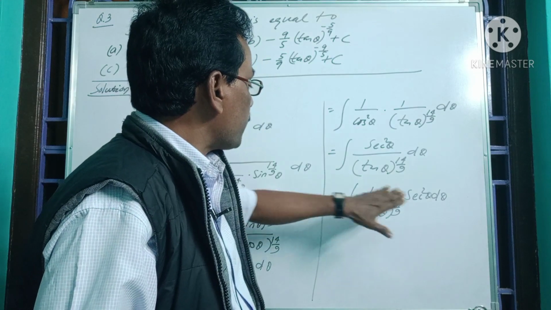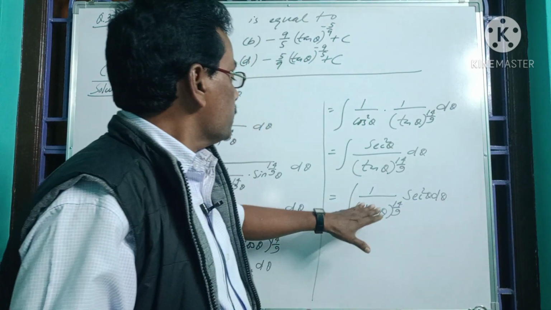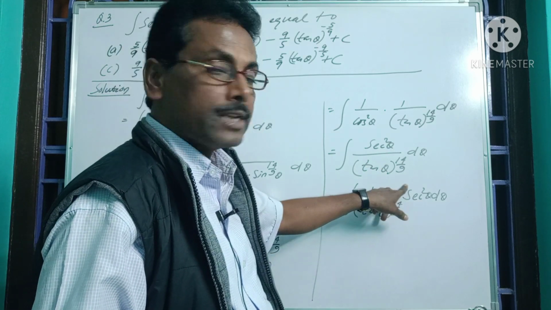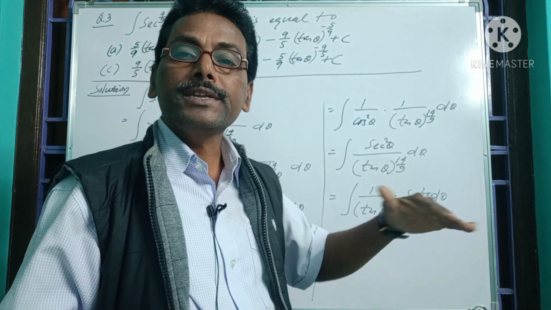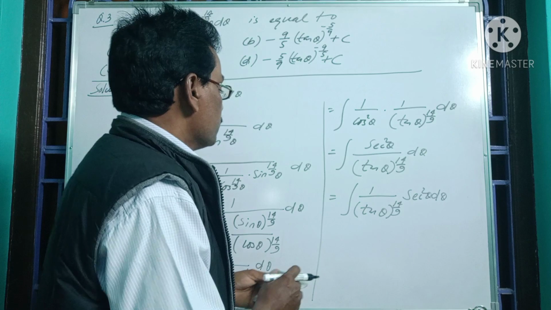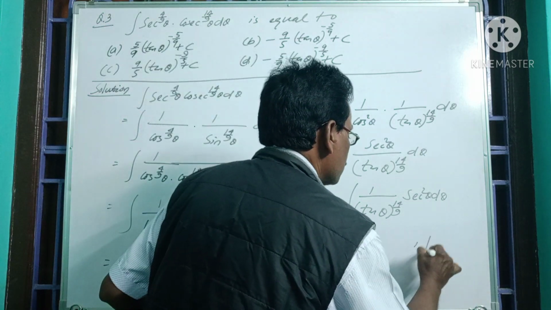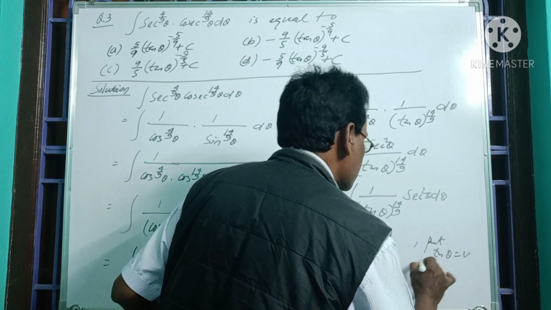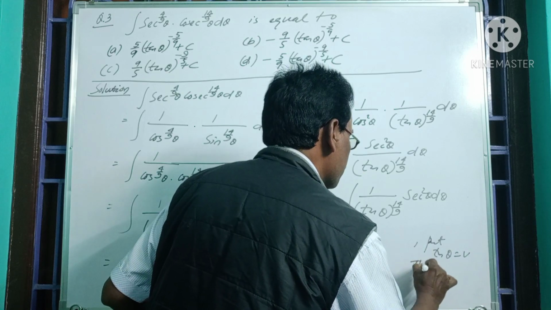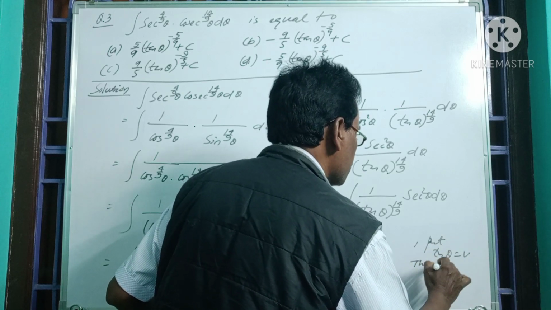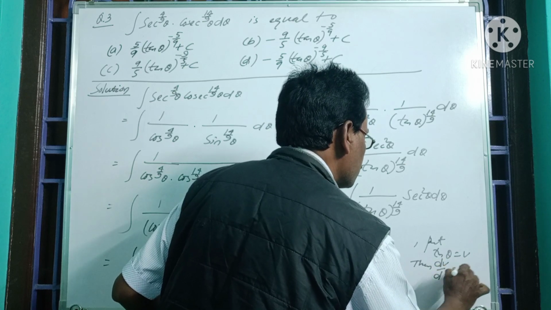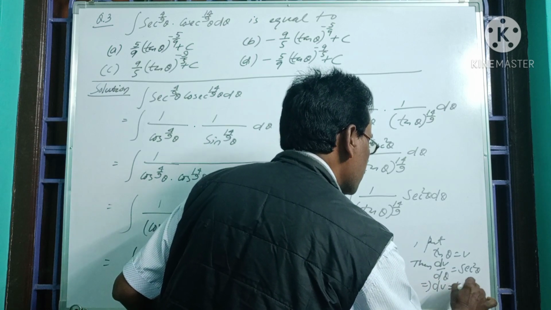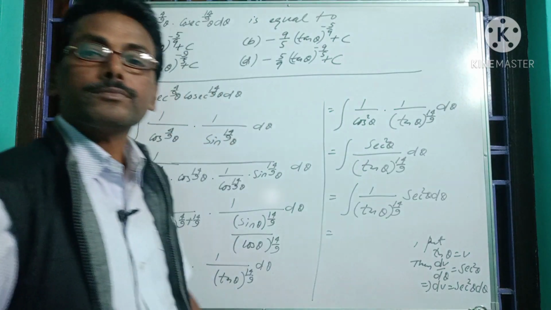Now we apply the method of substitution, because if you carefully observe the integrand, we can see that the derivative of tan theta is sec square theta. So this integrand can be integrated by substitution. We put tan theta equal to v. Now v is a function of theta, so differentiating v with respect to theta gives dv by d theta equal to sec square theta. So dv is equal to sec square theta d theta.